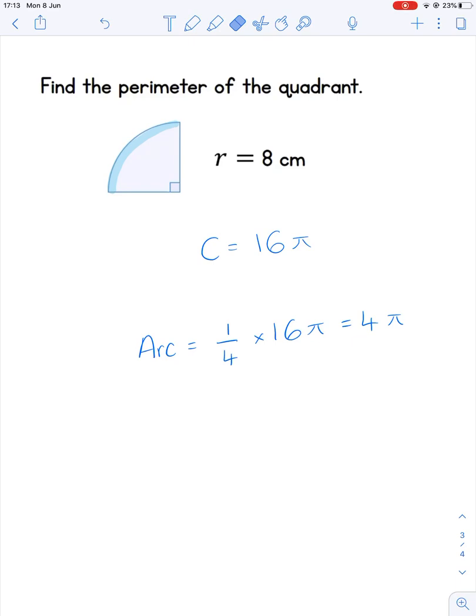So the length of the blue curved length is 4 pi, but because we're looking at perimeter, we've got to also add on the straight lines as well. So we're going to have the 4 pi plus 8 and 8, so 4 pi plus 16.